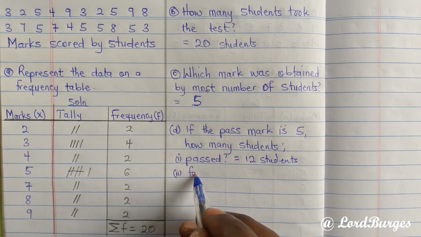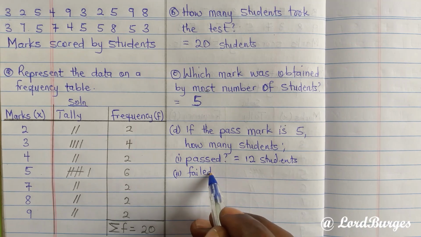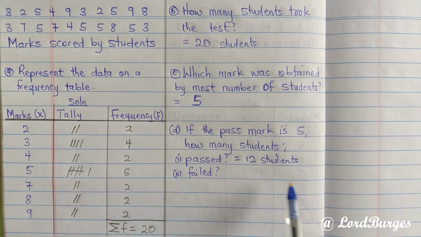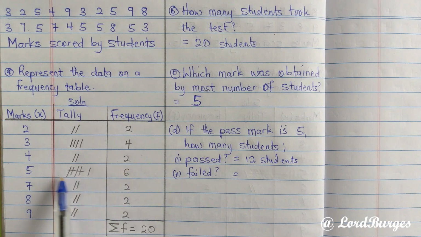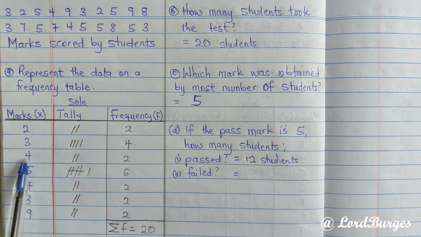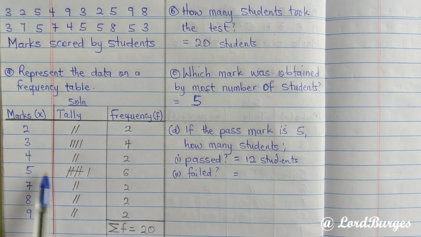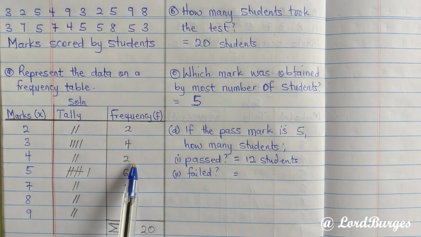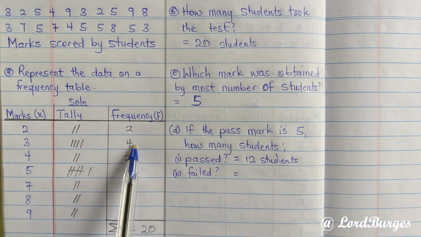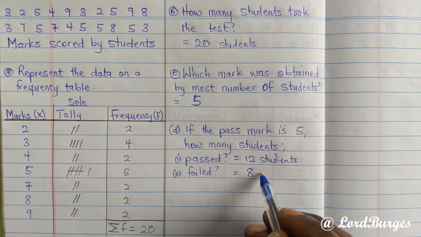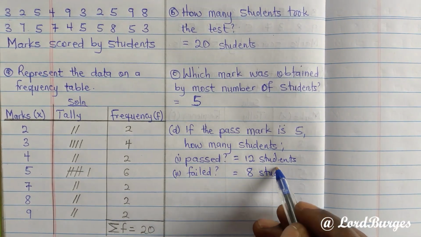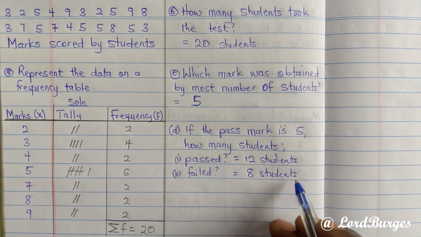Then those who failed. Since the pass mark is 5, it means all those who had below 5 failed. And those who had below 5 are those who had 4, 3, and 2. So we add their frequencies as 2 plus 4 plus 2, giving us 8 students. So 8 of the students failed.